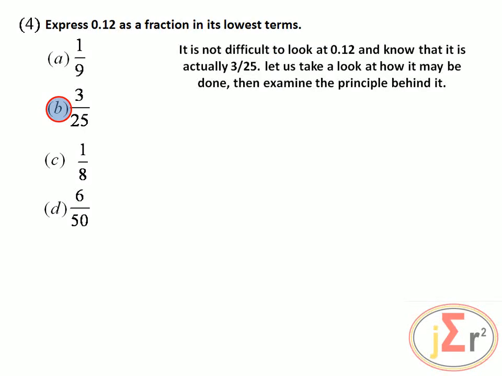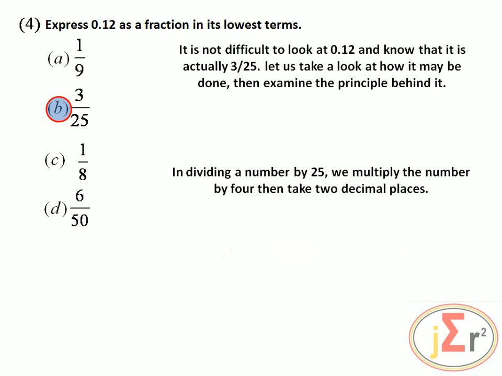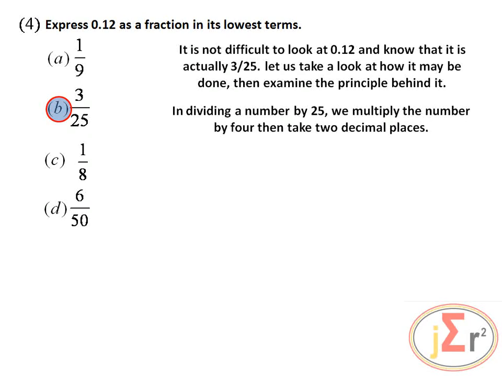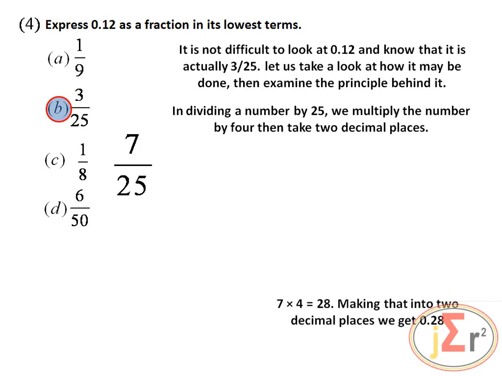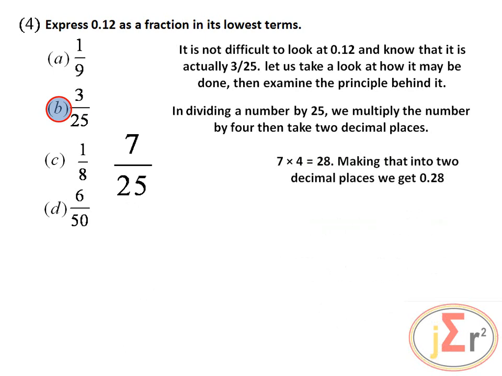It is not difficult to look at 0.12 and know that it is actually 3 over 25. Let us take a look at how it may be done, then examine the principle behind it. We need to see that 0.12 is actually 3 over 25. What we will do is take a look at how easily this may be achieved, and also consider the principles that are behind it. In dividing a number by 25, we multiply the number by 4, then take 2 decimal places. It's as easy as that. 7 over 25, multiply 7 by 4, we get 28. Making that into 2 decimal places, we get 0.28.